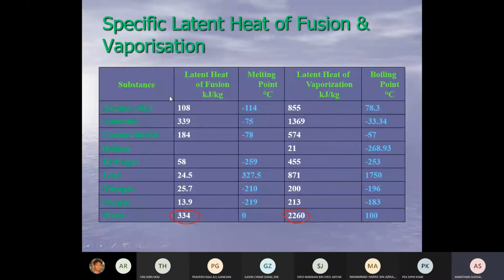So these values you don't need to remember, just for some information. In the exam, these values will all be provided.